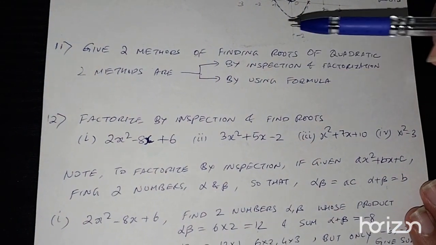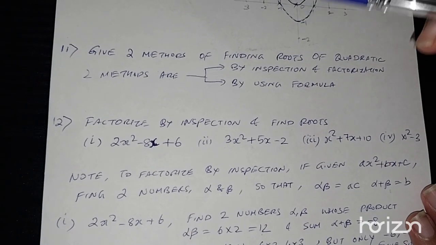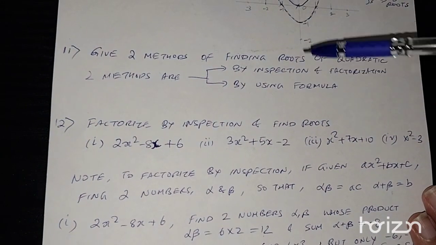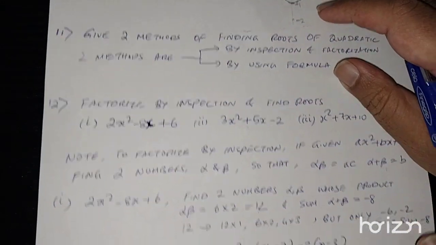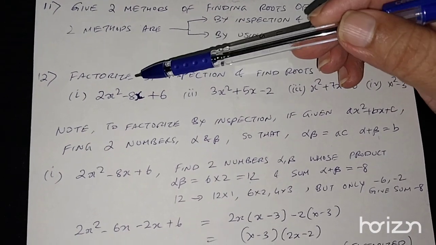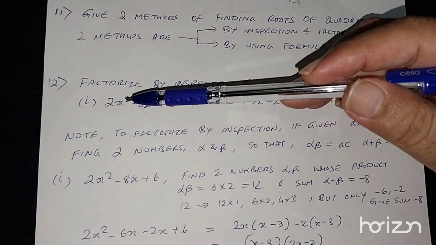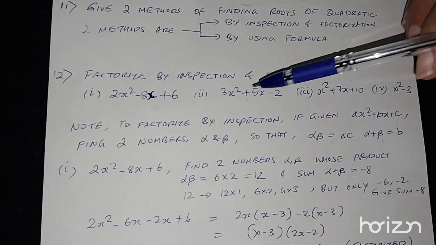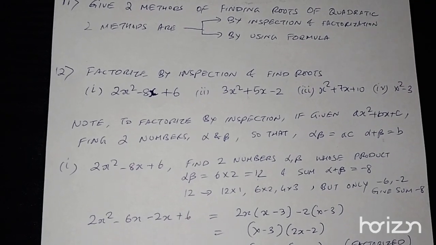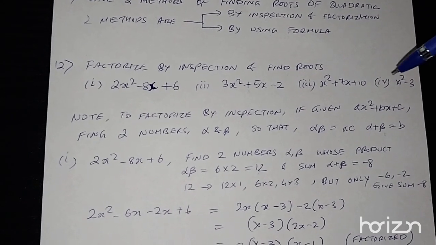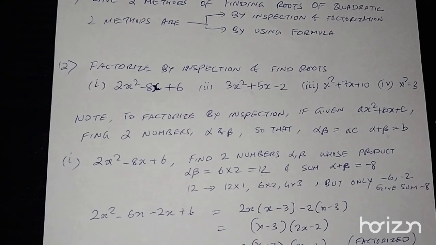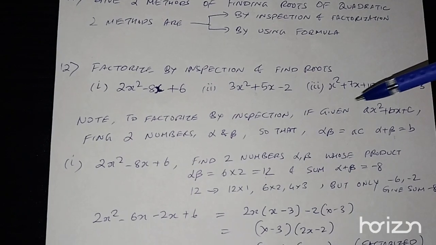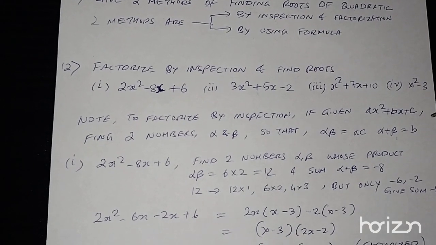So first we will work out a few problems which we will solve using inspection, and then we will solve the same problems using the formula, and you will see that the answers will be the same. Okay, so next question. Factorize by inspection and find roots of sub question 1, 2x squared minus 8x plus 6, sub question 2, 3x squared plus 5x minus 2, sub question 3, x squared plus 7x plus 10, and sub question 4, x squared minus 3.